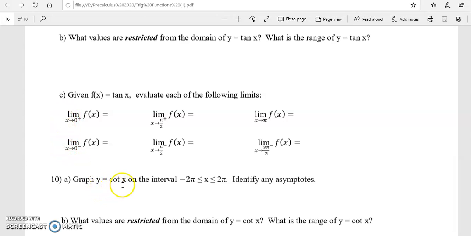And then number 10, cotangent of x, make sure you graph that as 1 over tangent of x, or remember the tangent of x is sine over cosine, so you can flip that for cotangent of x and say y equals cosine of x divided by sine of x. So go through and do that and answer where the asymptotes are, and then what values are restricted, and then the range for each of those. And I'll put the answers up.